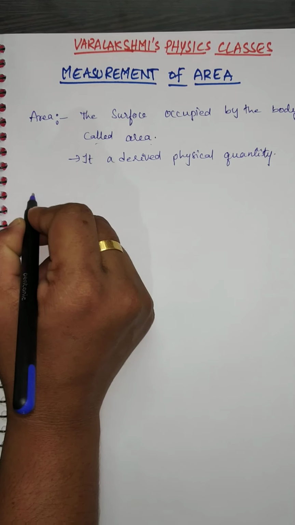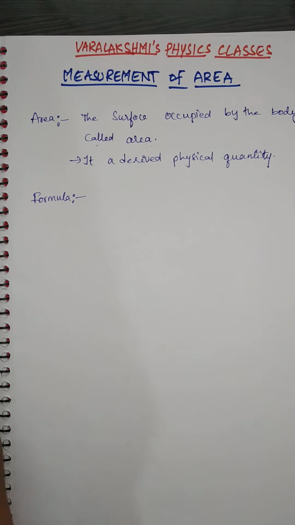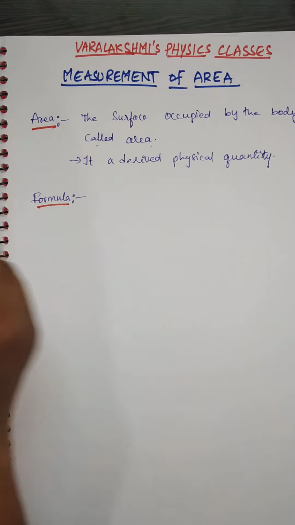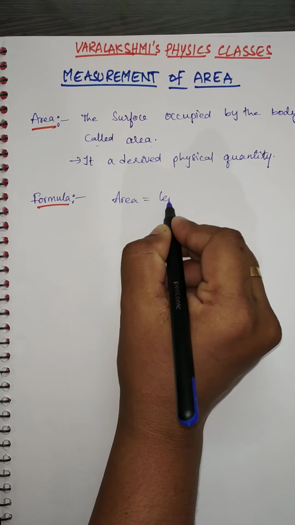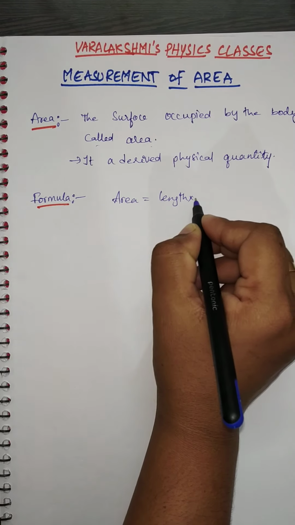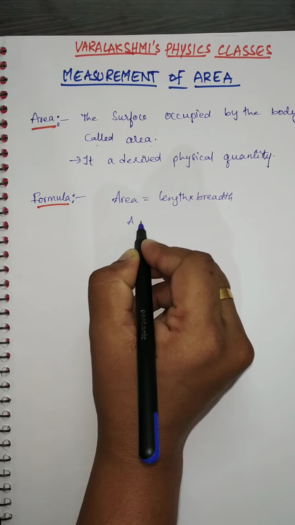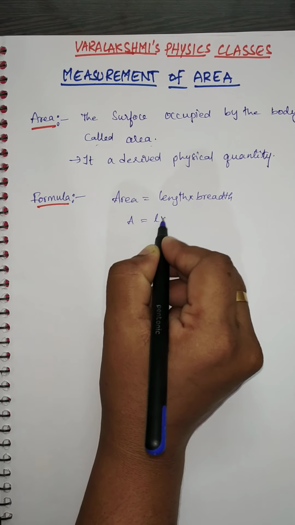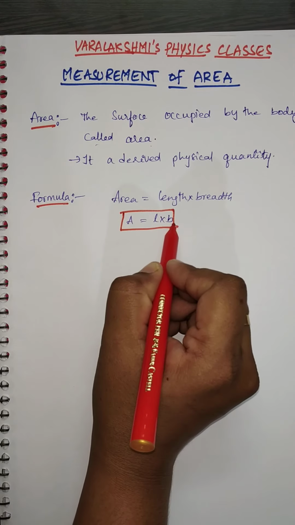Now let us know the formula. Formula for area: area, denoted with A, is equal to length into breadth. See, this is the formula for area.